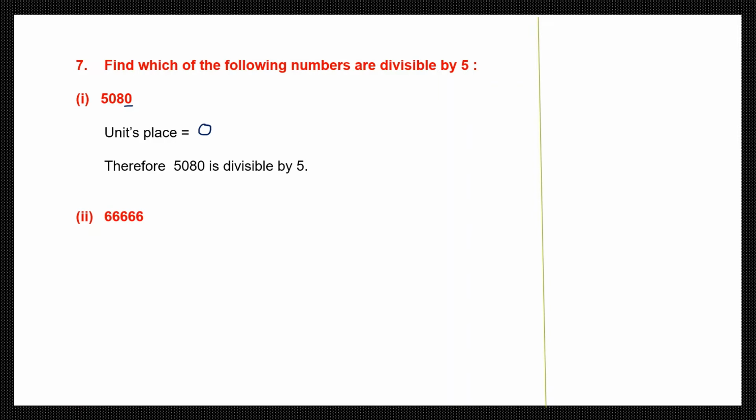Here we have 66,666. In the units place we have 6. Now, if it is to be divisible by 5, the units place should be 0 or 5. So, since it is not 0 or 5, therefore, 66,666 is not divisible by 5.